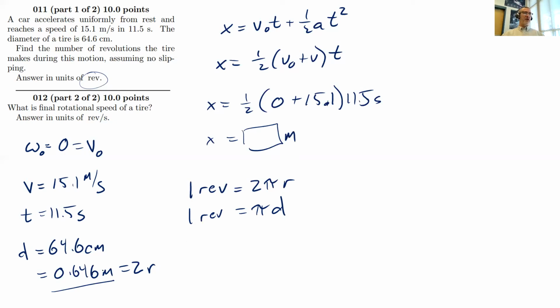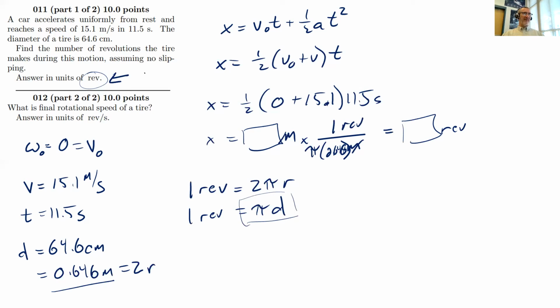And so if I want my number of revolutions, what I can do is take the number of meters, which, this is one revolution, is pi times the diameter in meters. And so that would give me pi times 0.646 for one revolution. And so if I do that math, then meters is going to cancel out. And that's going to give me my theta in number of revolutions. That's going to be my angular displacement. So that would give me the number of revolutions for question number 11.